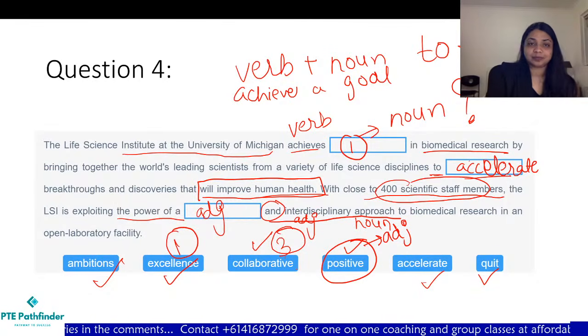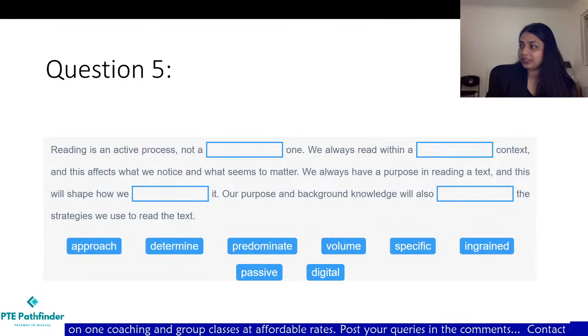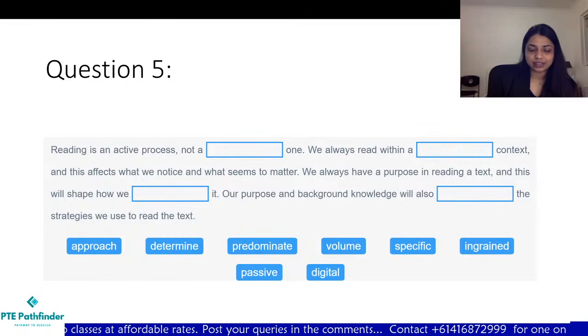Good work. Now the last question for today's class. Let's have a look at the question. It's something related to reading. So let's start with this.